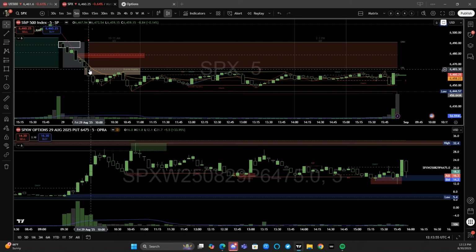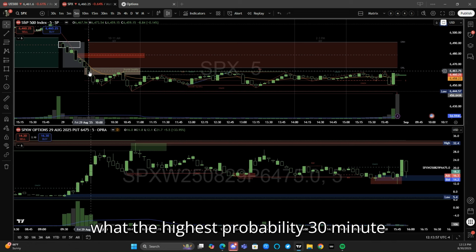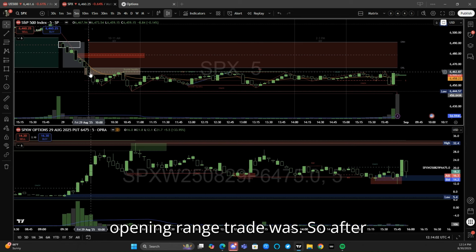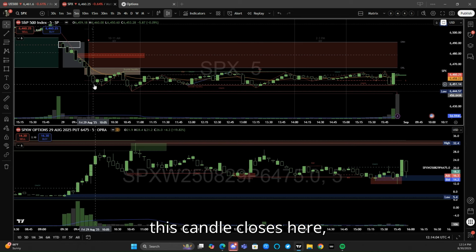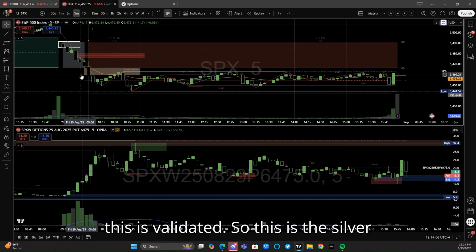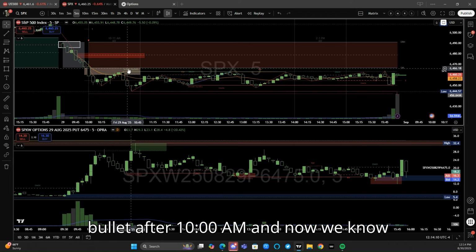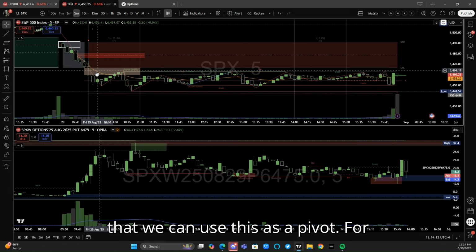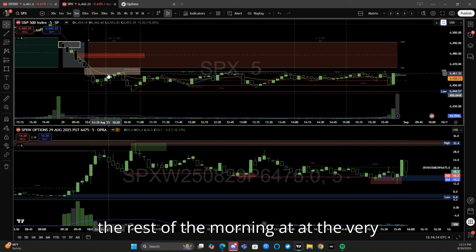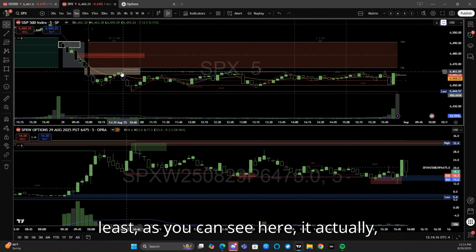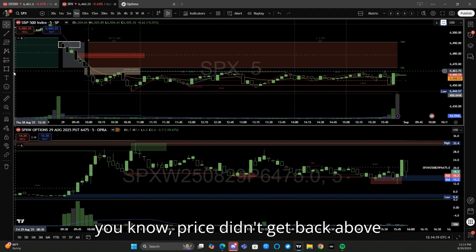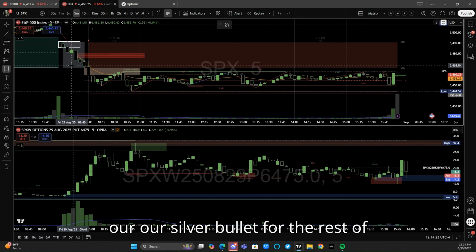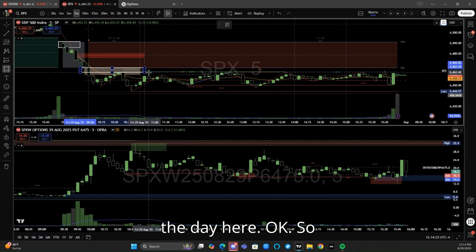After 10 a.m., it becomes a little bit simpler in my mind. But that being said, let me just show you what the highest probability 30-minute opening range trade was. So after this candle closes here, this is validated. So this is the silver bullet after 10 a.m. And now we know that we can use this as a pivot for the rest of the morning at the very least. As you can see here, price didn't get back above our silver bullet for the rest of the day here.